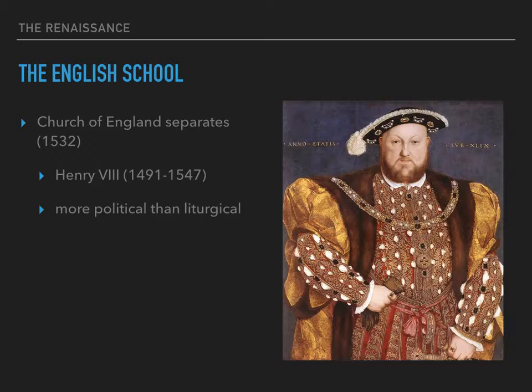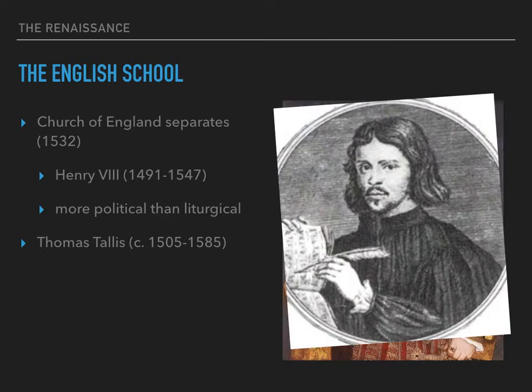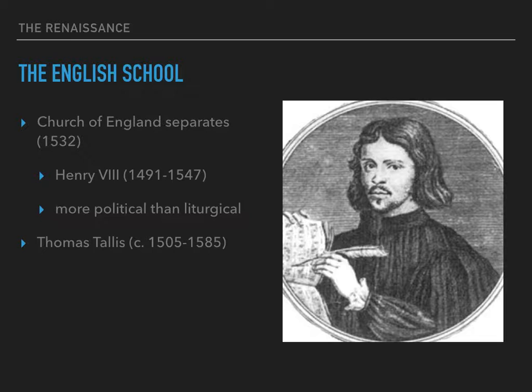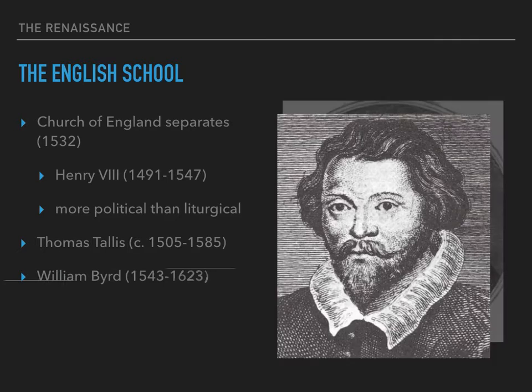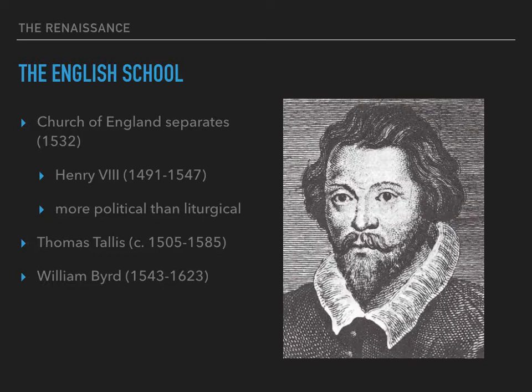Thomas Tallis was an important composer of the English school. And his student was the composer we're really going to focus on. His name is William Byrd. Thomas Tallis was a court musician in the court of Henry VIII. William Byrd was one of Thomas Tallis's students, and he wrote both Latin masses and motets and services and anthems. We're going to focus on one of his Latin pieces, Viderunt Omnes. So let's talk about William Byrd's style for a little bit.